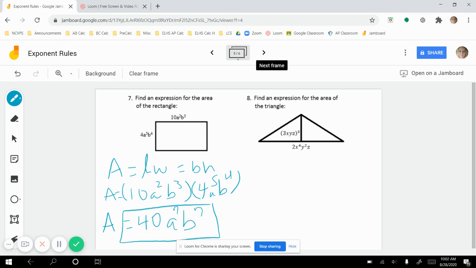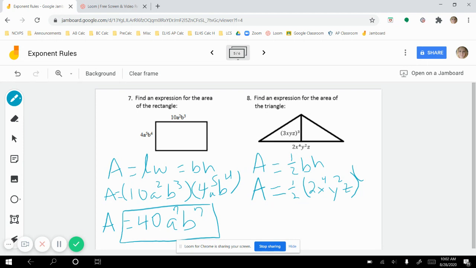Now let's take a look at the next one. We have a triangle. In this case, 1/2 base times height is our area of a triangle. So let's plug in what we know. 1/2 times the base, which is 2x to the 4th y squared z. And height, whew, I'm running out of room here, is 3xyz all cubed.